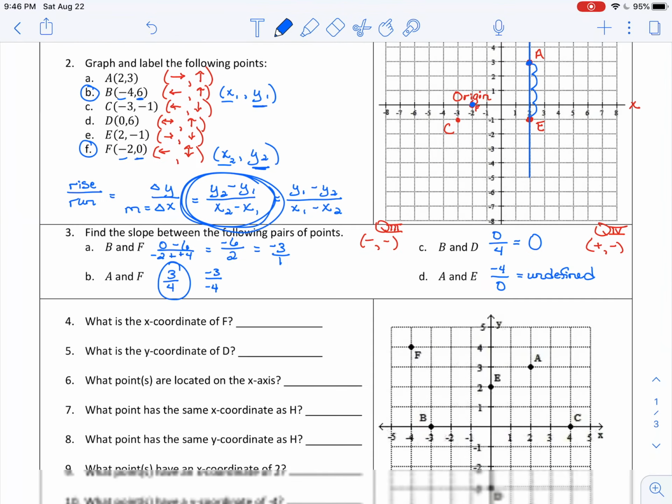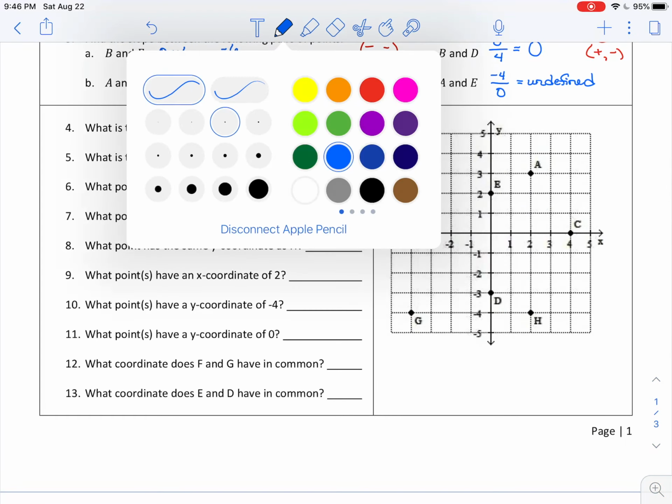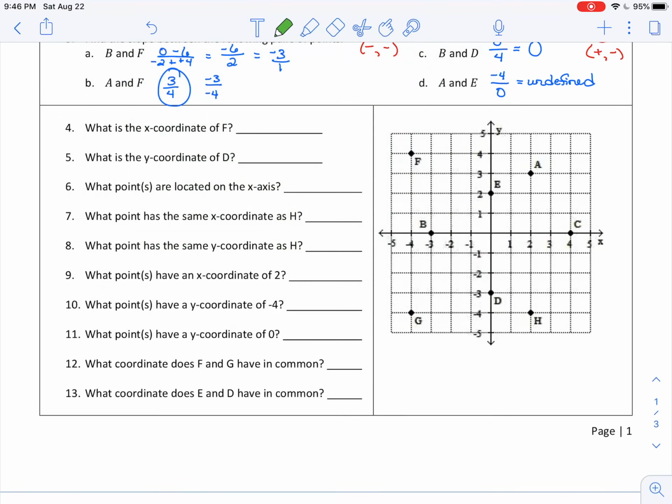So just a bit of review on slope along with the coordinates, and then just some basic questions going over identifying these things. So we've got another picture, another list of points. If I want the x-coordinate of F, remember x is the coordinate that comes first. It means how far left or right did you have to move to get to F? And if you look, it went from the origin 1, 2, 3, 4 units left.